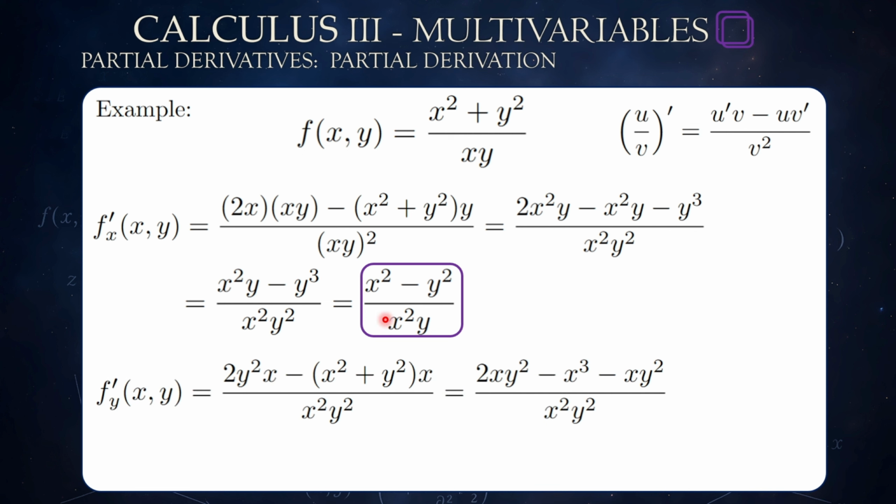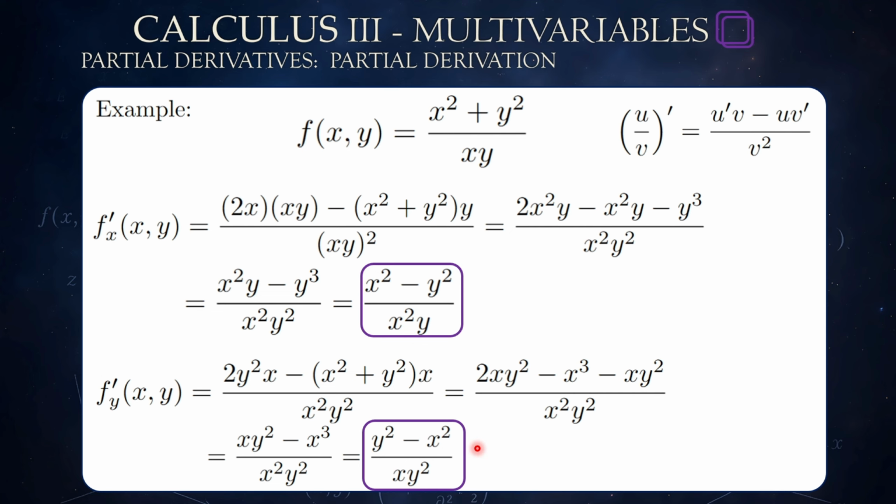Okay, with respect to y, f'y(x,y) is also (u'v minus uv') divided by v squared. So u'v is 2y times xy, minus uv', or minus (x squared plus y squared) times x, because we are deriving with respect to y, divided by v squared, or the denominator squared. This equals (2xy squared minus x cubed minus xy squared) divided by x squared y squared, equal to finally (y squared minus x squared) divided by xy squared.